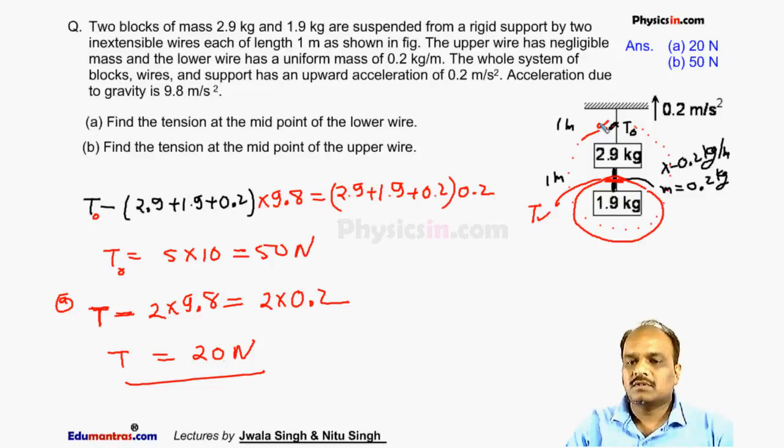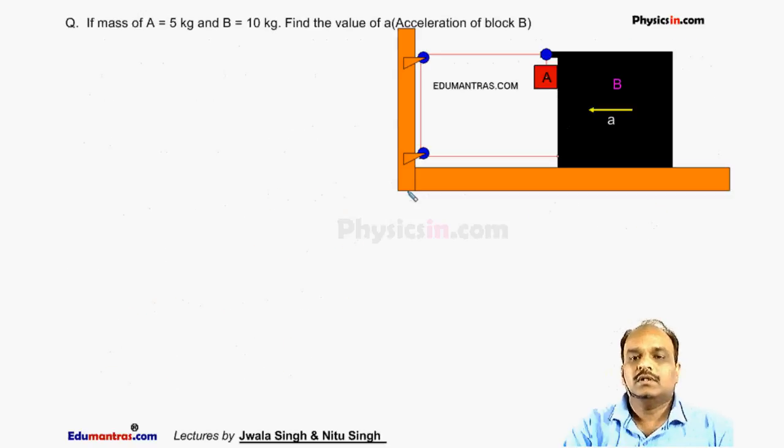At this point on the upper wire the tension is 50 Newton because this is massless. So the tension in the upper wire is 50 Newton and the tension at the midpoint of this lower wire is only 20 Newtons. Now here, if the mass of block A is 5 kg, this is block A, whereas the mass of block B is 10 kg.